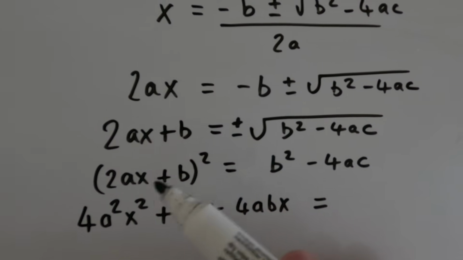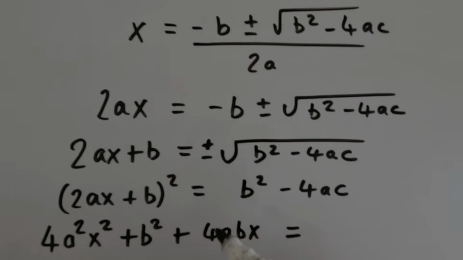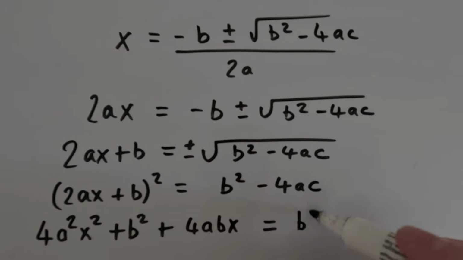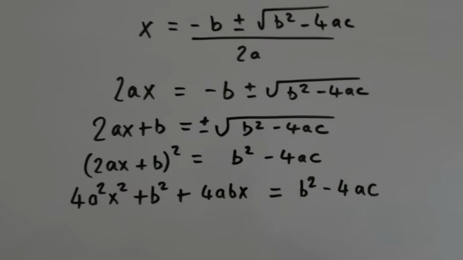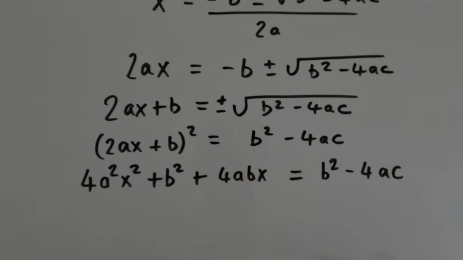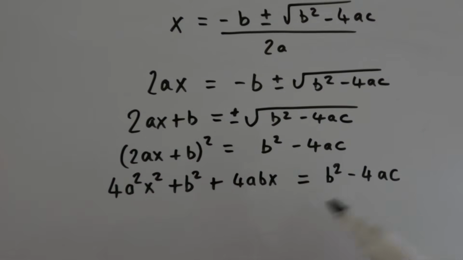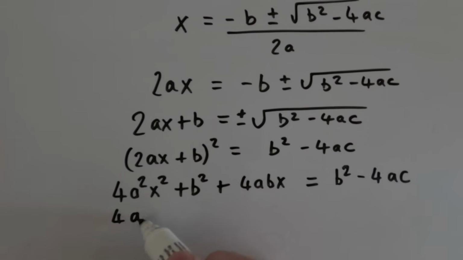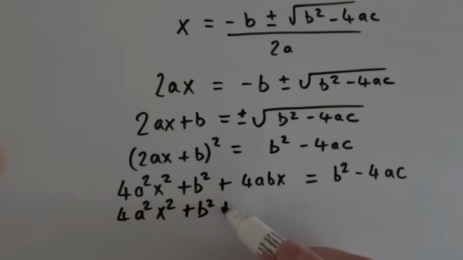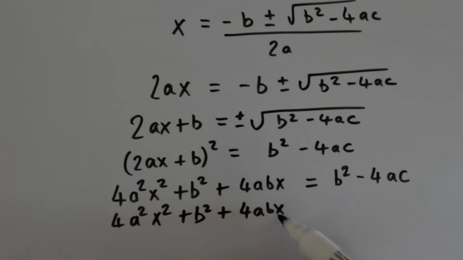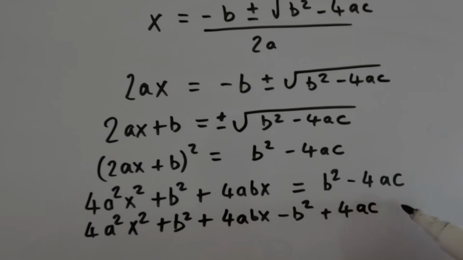Okay, so 2ax plus b squared is 4a squared x squared plus b squared plus twice their product. So it's 4axb. I've just written it as 4abx. And that's equal to b squared minus 4ac. Now we're going to try and move everything over to the left, so we're going to have a 0 on the right. So that'll be a minus b squared, and then a minus 4ac equals 0.